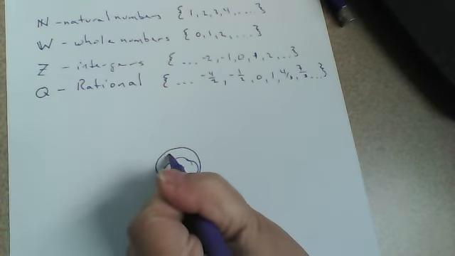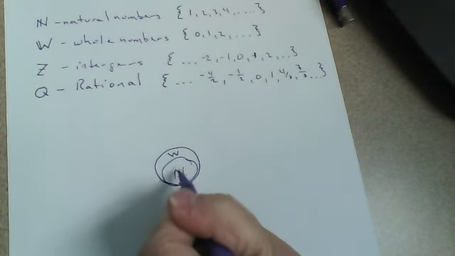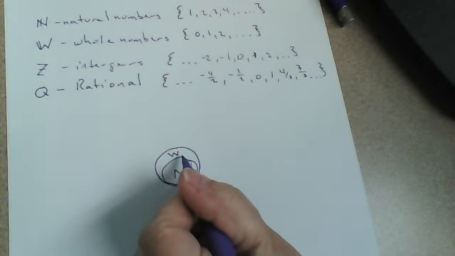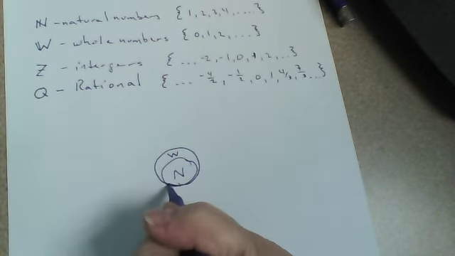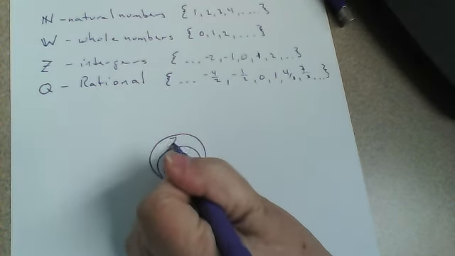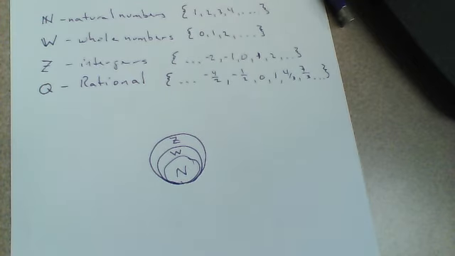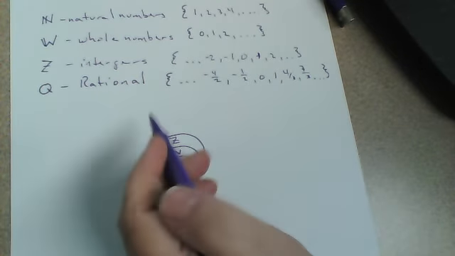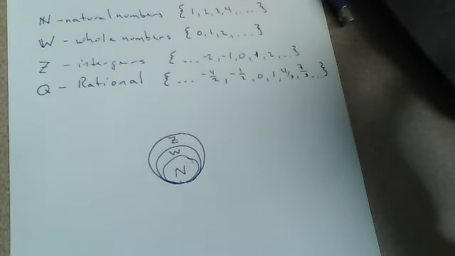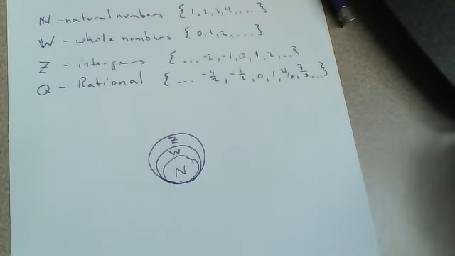Around that, we would have our whole numbers, right? They can include all of our natural numbers plus 0. Around that, we would have our integers, right? The integers are all the positive and negative numbers, but they also include our whole numbers and our natural numbers, right? All of those are included in that same set.